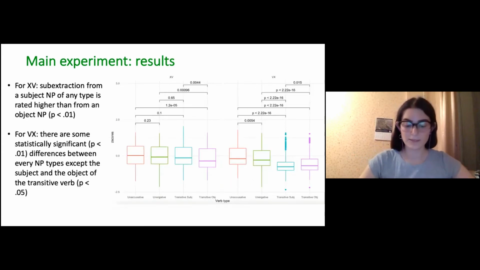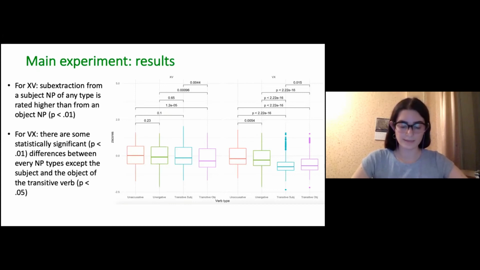For the preverbal position, all subjects are equally transparent and rated higher than an object. For the postverbal position, there is a statistically significant difference between every NP type, though the difference between transitive subject and object is marginal. And unaccusative subject is the most transparent, and both arguments of a transitive verb are the least transparent ones, though an object is a little higher than a subject.